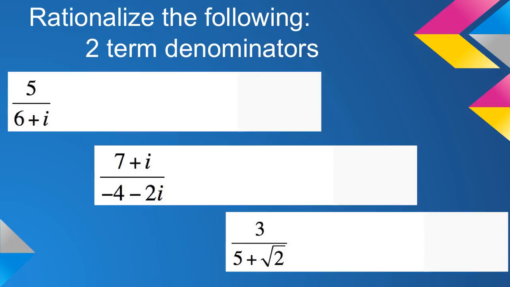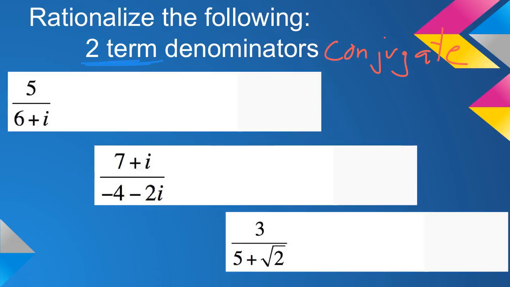Now these examples are all two-term denominators. If you have a two-term denominator, you need to do a little bit more than just multiply that one thing, because of the plus or the minus in the denominator. So if you have two terms down there, you need to multiply by the conjugate, which will really help you simplify.